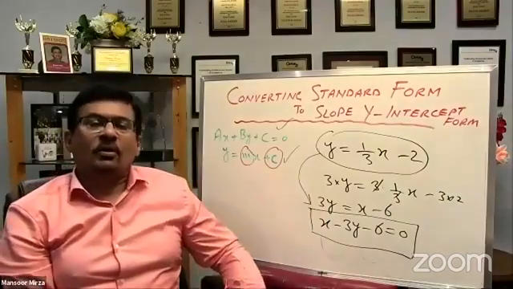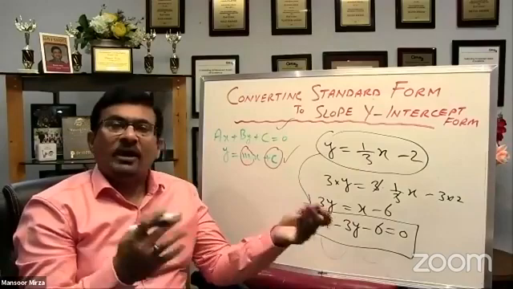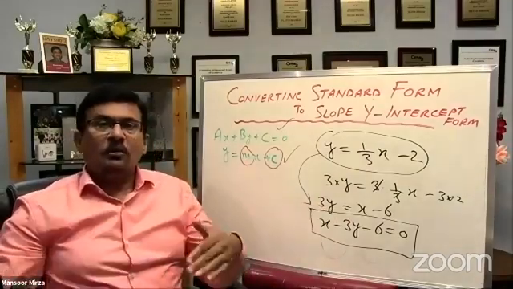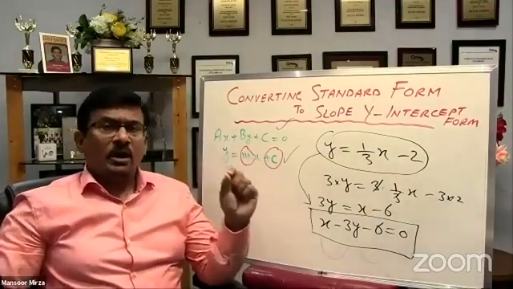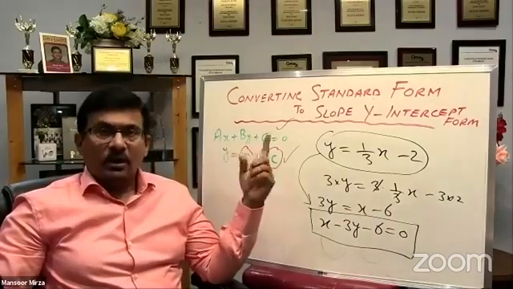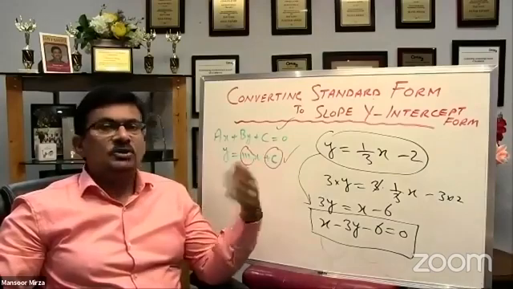So today's topic was how we can convert a standard form to slope Y-intercept form, or if we are given a slope Y-intercept form, how we can convert that to a standard form. The first thing you need to keep in mind is what is a standard form? What is a Y-intercept form? Once you understand that, and then an equation is given.